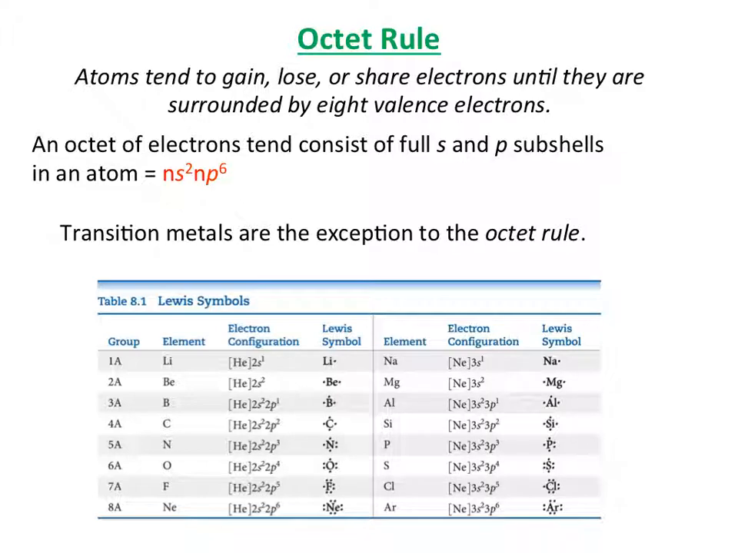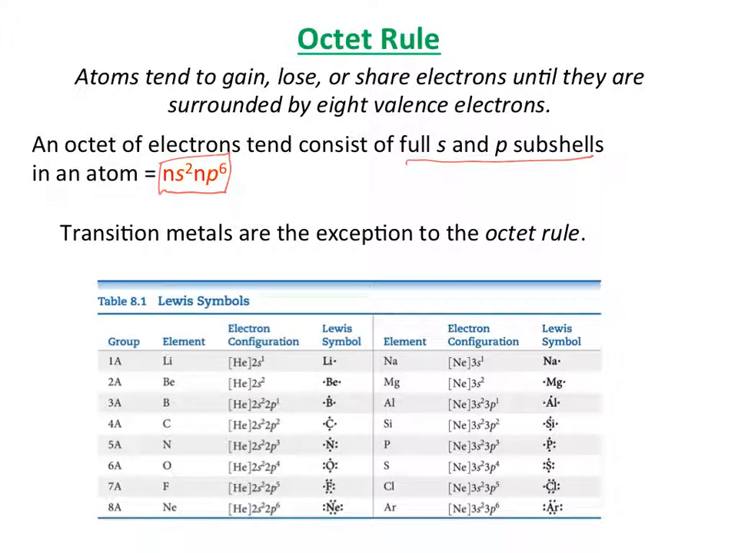So the thing to remember when we look at what we call the octet rule is that atoms want to either gain, lose, or share electrons until they're surrounded by 8 valence electrons. That's what all these atoms are trying to do: get 8 valence electrons in their outermost shell. And so an octet of electrons is always going to consist of a full s and a full p subshell, which means that you have ns2, np6.